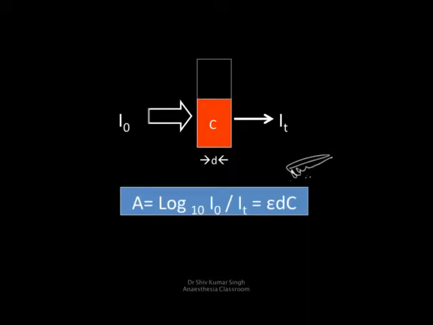So when we look at the Beer-Lambert law, the intensity of light traveling through a known substance reduces proportionally to the concentration of the substance and the distance it travels through. So the absorption is equal to log 10 of the incident light over the transmitted light, and is equal to a constant called epsilon, or the extinction coefficient, the distance or path it travels through, and the concentration of the substance. Now let's look at these two laws separately.